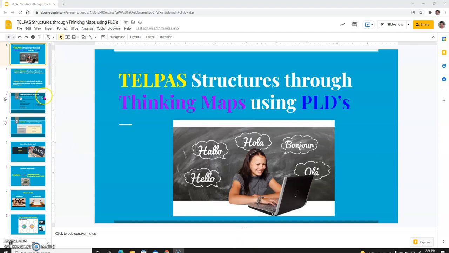Hi everyone. I am sharing the love of this training. It's called TELPAS Structures Through Thinking Maps Using PLDs.